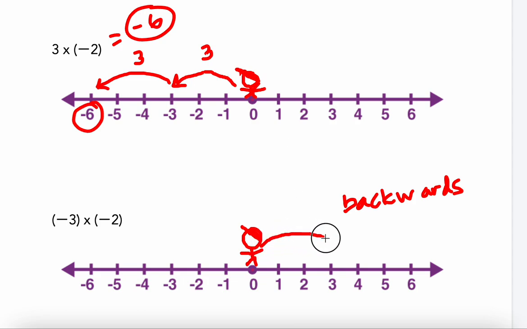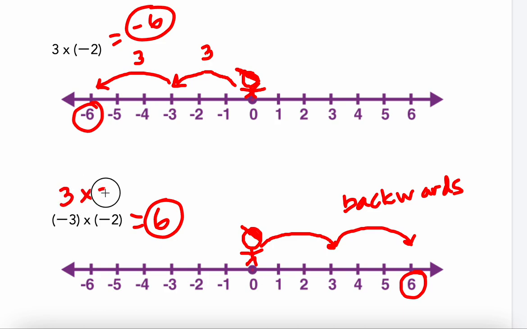So here we go. 1 and 2. So we land at a positive 6. I know it's a lot to keep straight in your head, right? So if you notice, negative 3 times negative 2 is equal to 6, just like how positive 3 times positive 2 is also equal to 6. Okay, so there's a little pattern that I want you to think about now.